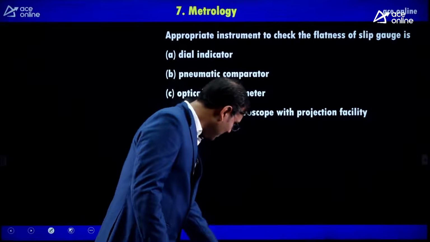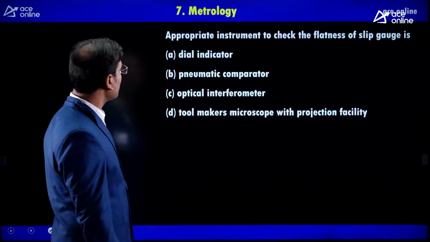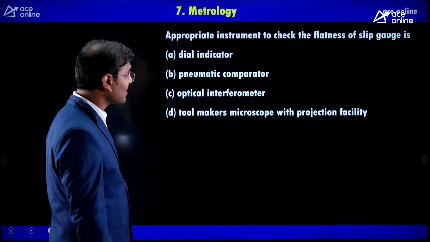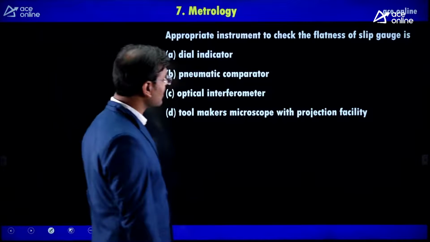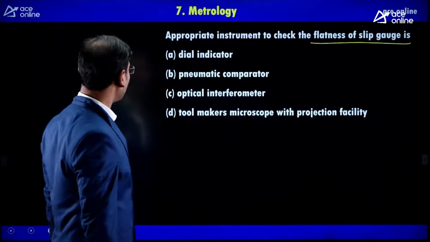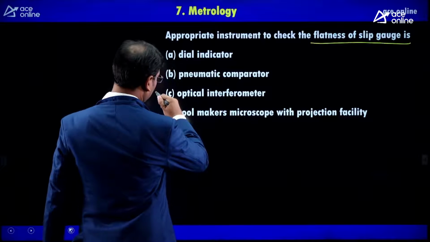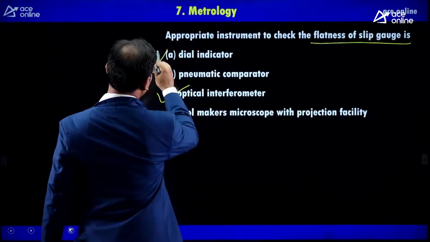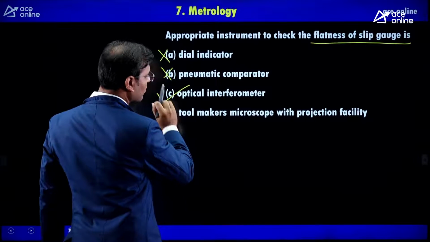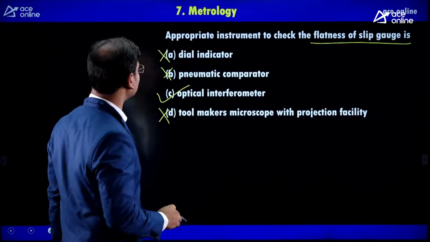Now see the remaining questions, some metrology questions are there. Appropriate instrument to check flatness of slip gauges. How to measure the flatness of a slip gauge, guys? We can check by using an optical interferometer. Option C is correct. Not dial indicator, pneumatic comparator is not there, tool maker's microscope is also not there. Optical interferometer is the correct answer.